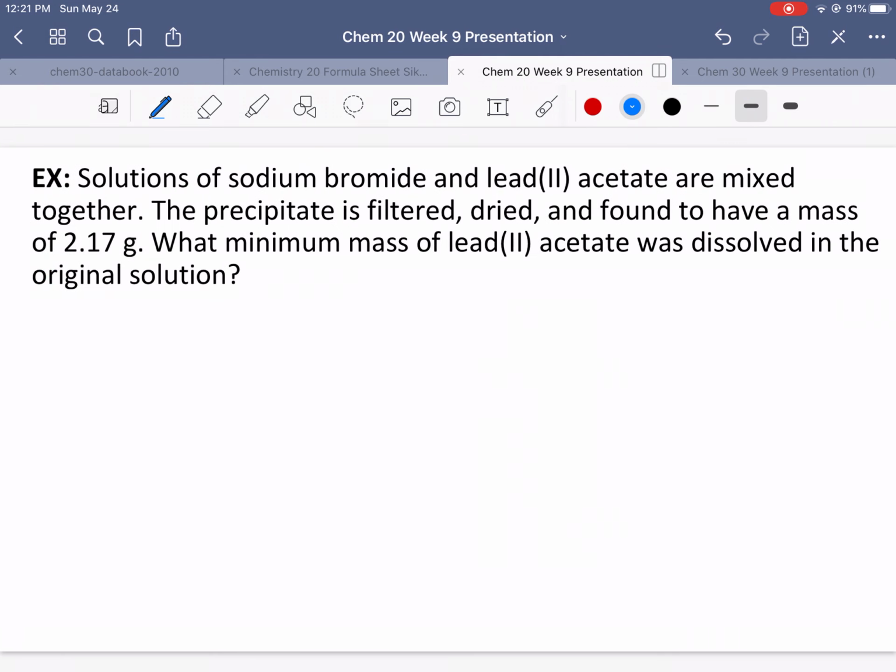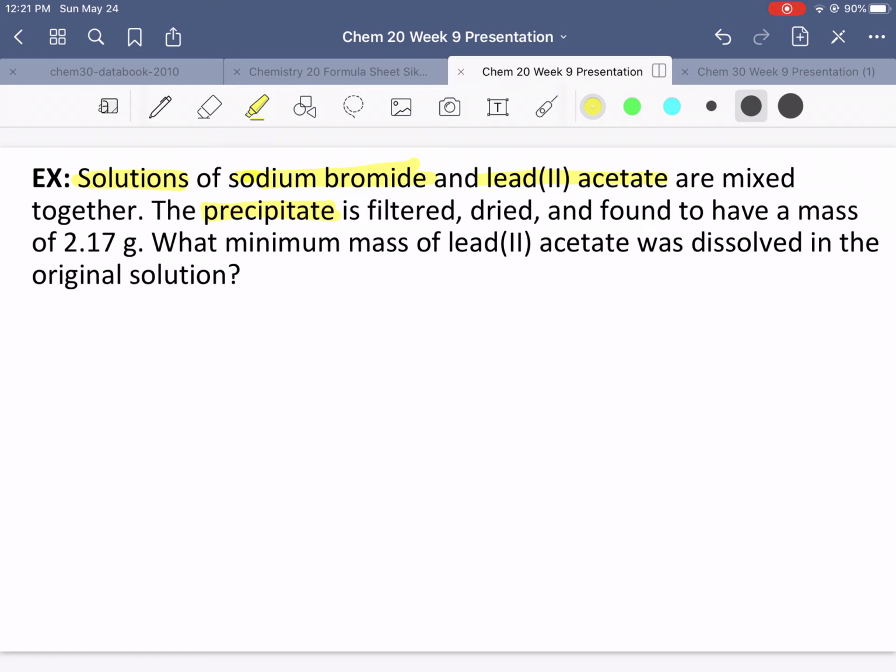Let's do the last example from the notes. In this situation, we're trying to figure out the type of reaction. Solutions is noteworthy. Yes, things are going to be potentially aqueous. And we have a solution of sodium bromide mixed with a solution of lead-2 acetate. Ding, ding, ding, guys. 2 ionic compounds. This is a double replacement reaction. In the end, once that happens, we get a precipitate, so a solid will be formed.